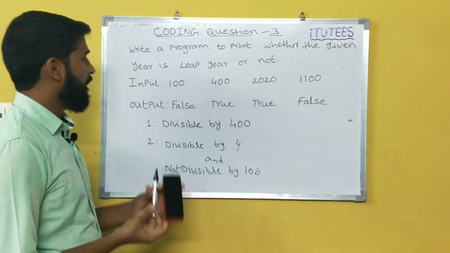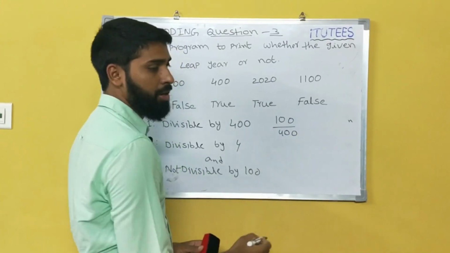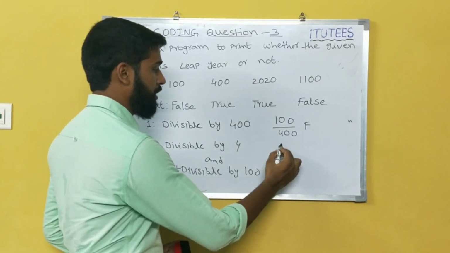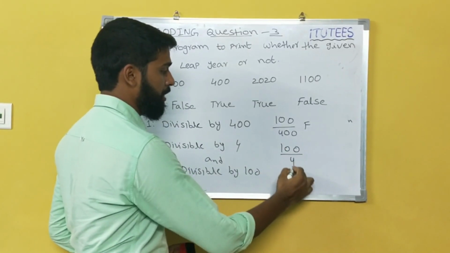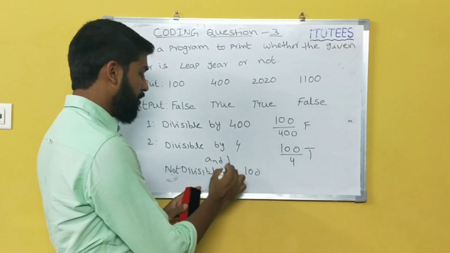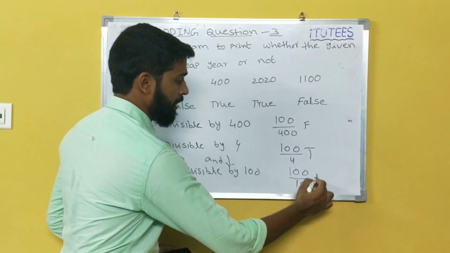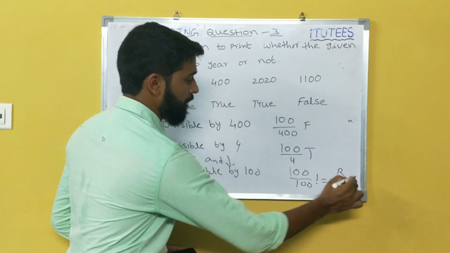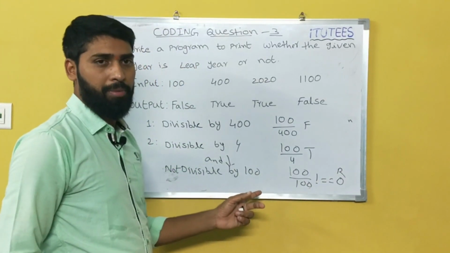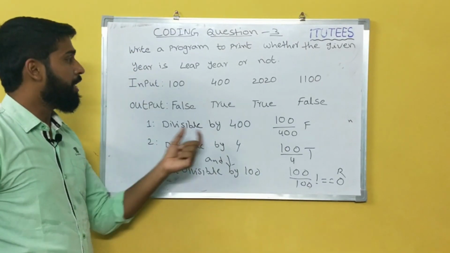What is the first case? 100. Is 100 divisible by 400? False. Then you can check another condition. 100 divisible by 4? Yes, it is true. Then we go to check another condition: 100 divisible by 100, the remainder is not not equal to 0. If you are getting the 0 remainder, it is not a leap year. In this way you can determine whether the given year is leap or not.